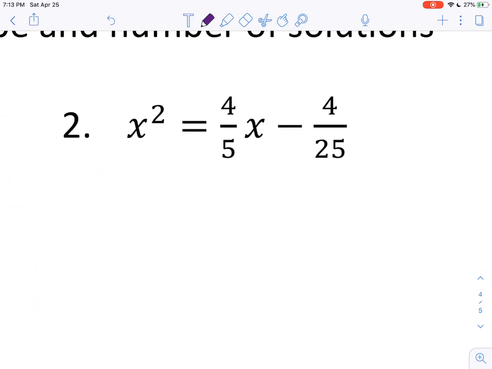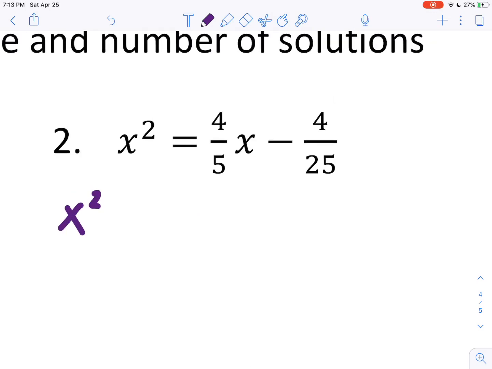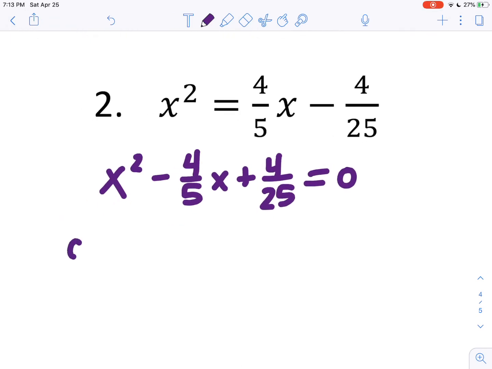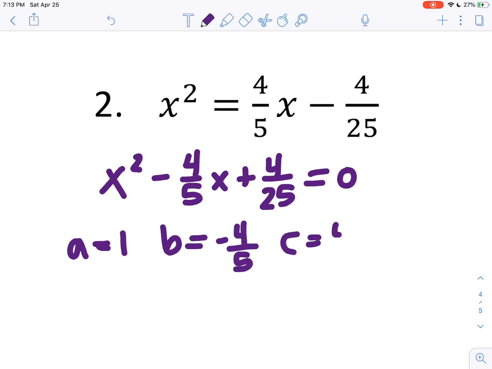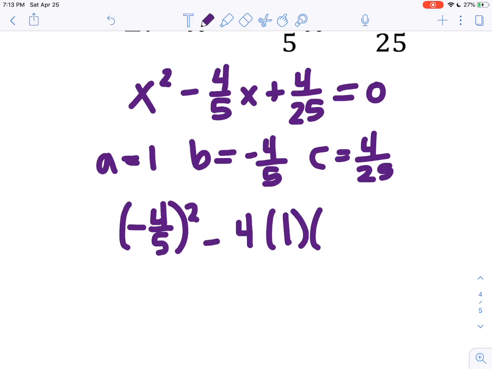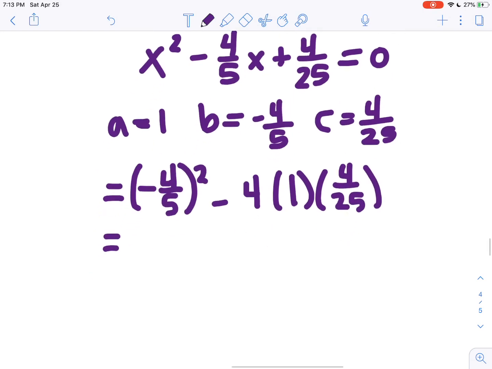Okay, I'm going to do the same thing in number 2. I need it to be in standard form. So I'm going to move everything over. And I'm going to identify A, B, and C. So A is 1, B is -4/5, and C is 4/25. Yay, we get to work with fractions. So I am going to plug in -4/5 squared minus 4 times A times C. And I want to see what does this end up equaling.